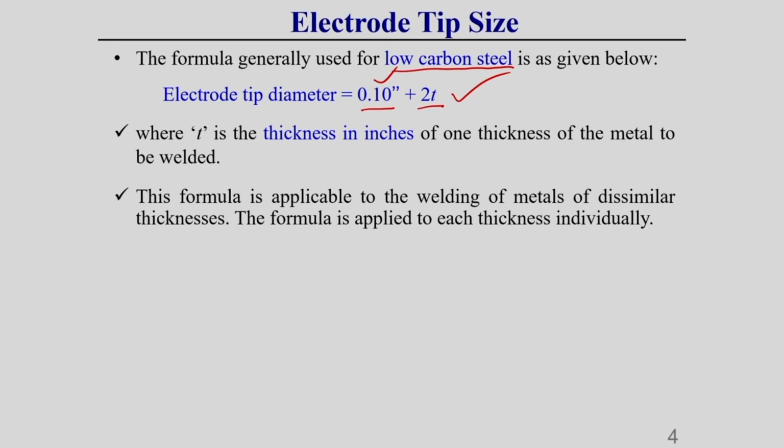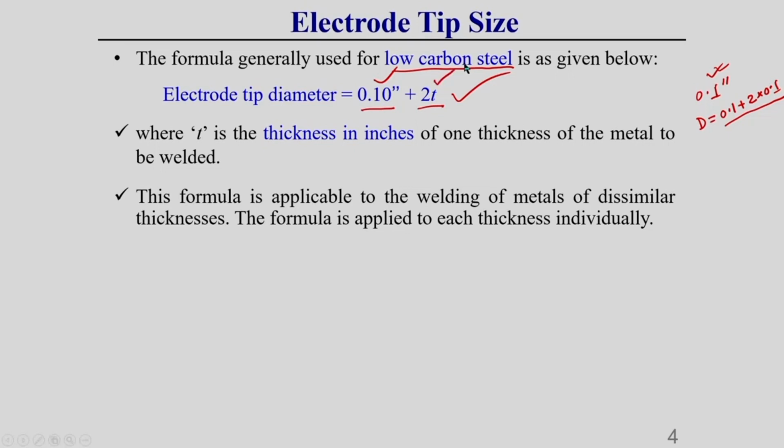So, if the thickness of the plate is 0.1 inch, then the electrode tip diameter, let us say D, will be 0.1 plus 2 into 0.1. Now, if the thickness of the plate is in millimeter, then you have to convert T into inch, because here everything should be in inch. Now, let us say we are using two different thicknesses of plate for a spot welding joint.